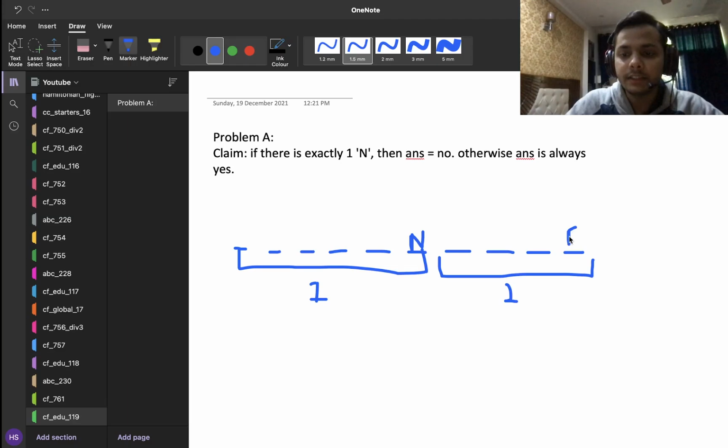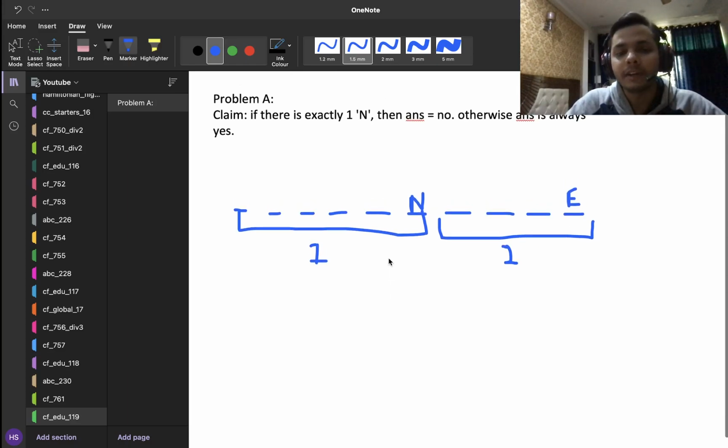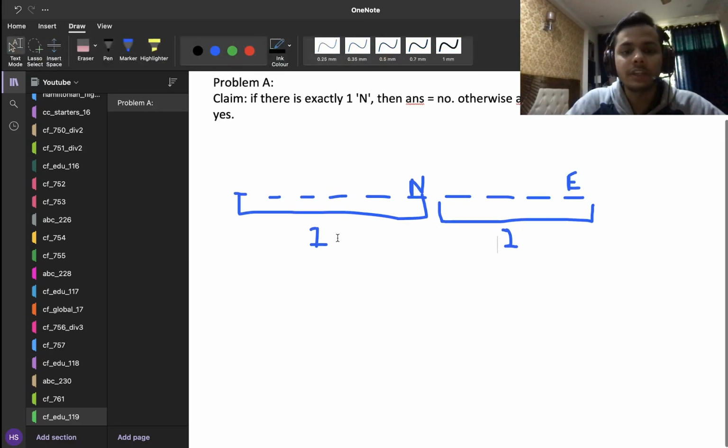If this is an e, I know that element n and n plus 1 have to be the same, but according to what I've written here, element n is 2 and element 1 is 1, and an has to be equal to a1, which is not the case here. So obviously if there is exactly one n, the answer is no. So this is very well proved here.